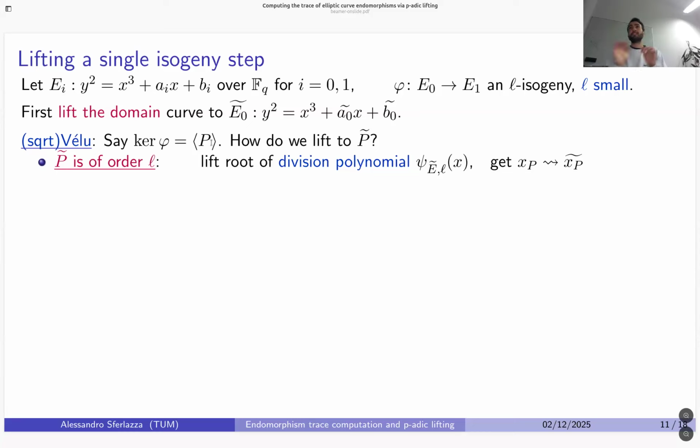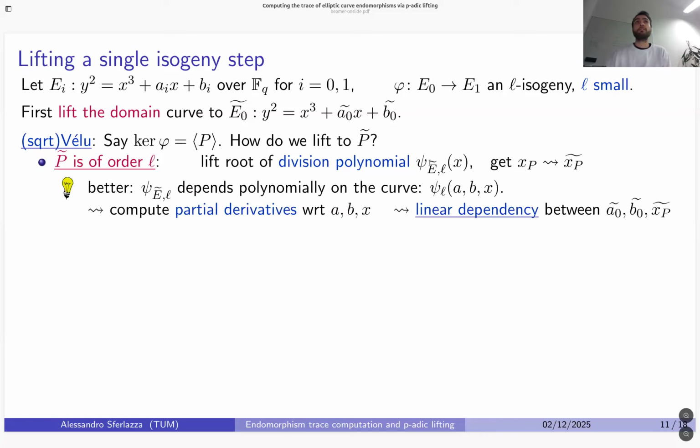And now let's see concretely how to lift a point. A point is given by two coordinates, x and y, and they must satisfy some constraints. For example, we need to make sure that the lifted point P tilde is a point of order L in the lifted curve. And that amounts to the x coordinate being a root of the division polynomial. So we can lift that, a root of a polynomial. We know how to do that.